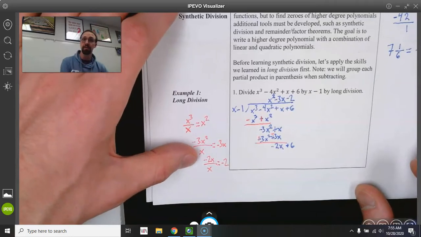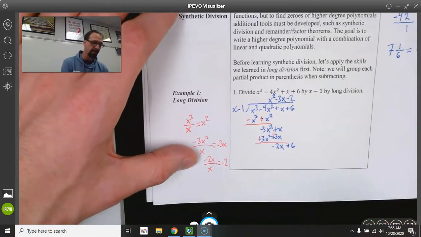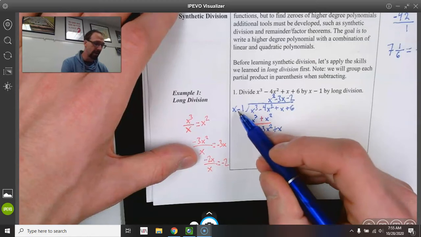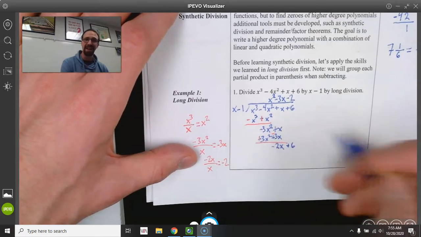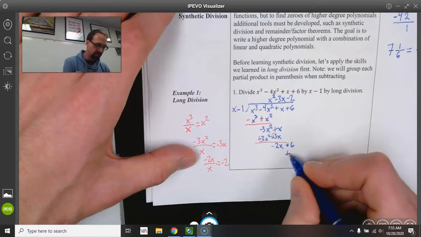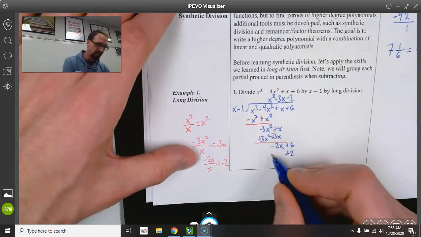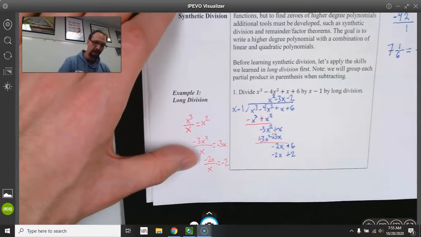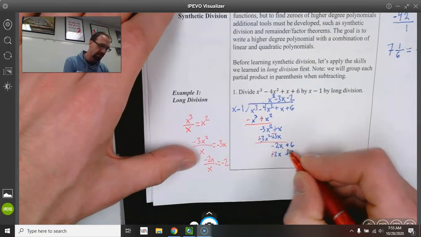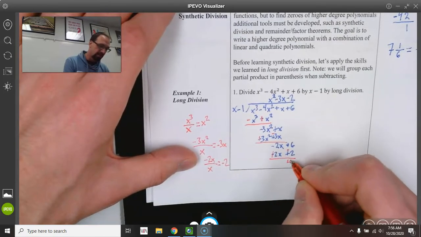You should end up with a degree less as you're going through and dividing, because this is a linear degree. So then we're essentially dividing out a linear degree each time. Negative 2 times negative 1 is a positive 2. Negative 2 times x, negative 2x. Again, just like we talked about earlier, we need to change the signs. So this is a plus 2x. This is a minus 2. So I'm left with a 4.